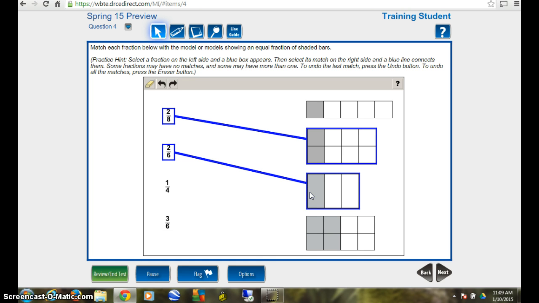Obviously, to do well in this problem, you need to understand fractions. And your teachers have been teaching you about fractions since first grade, but equivalent fractions you start seeing in fourth and fifth grade, some in third.